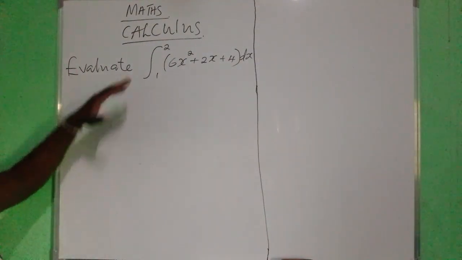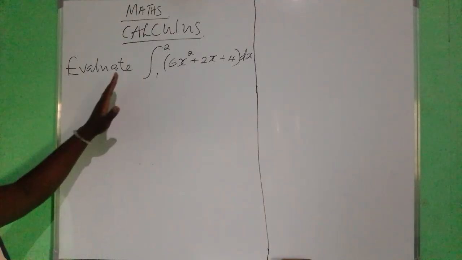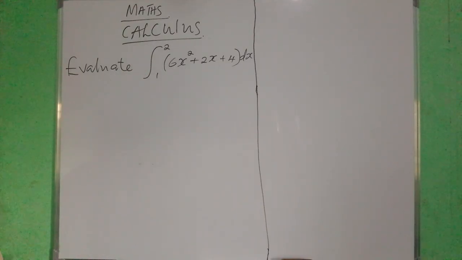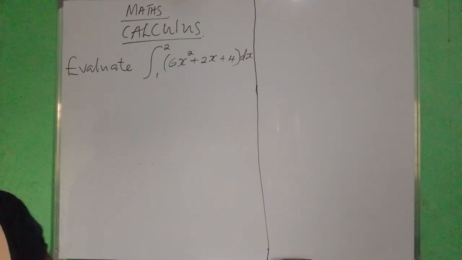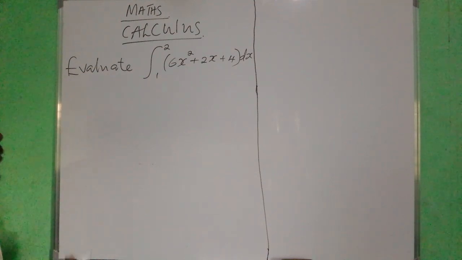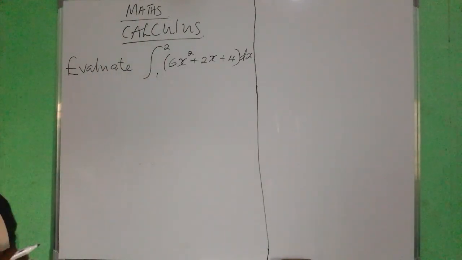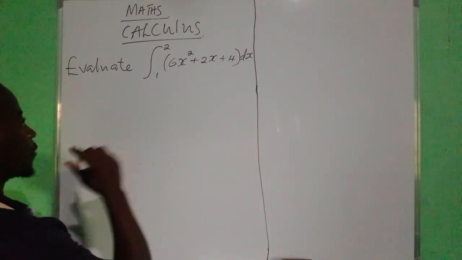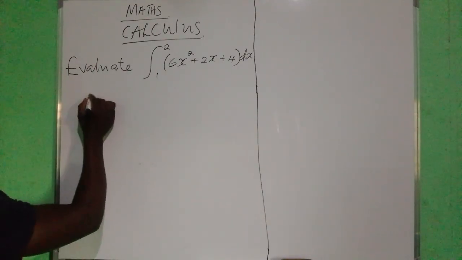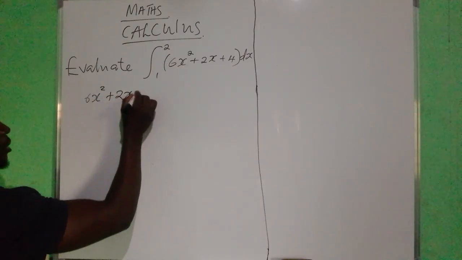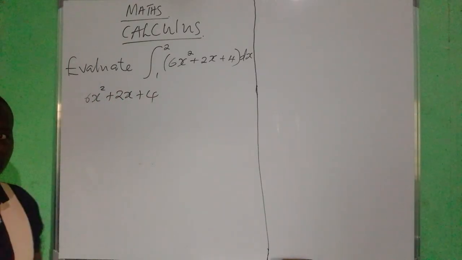If you are given a question in calculus where it says find the integral of 6x squared plus 2x plus 4 with the limiting values, the upper limit is 2 and the lower limit is 1. The first thing you have to do is integrate. First you ignore the upper limit and the lower limit; you fuse them later. So you first integrate 6x to the power 2 plus 2x plus 4. So how do we integrate?